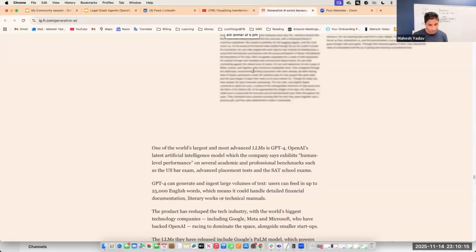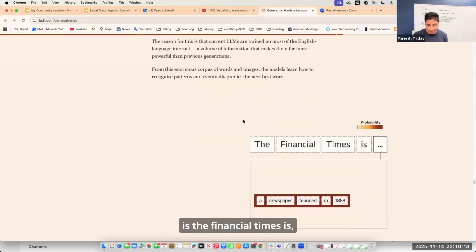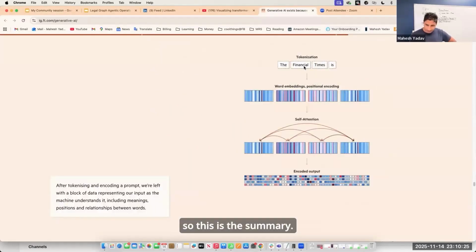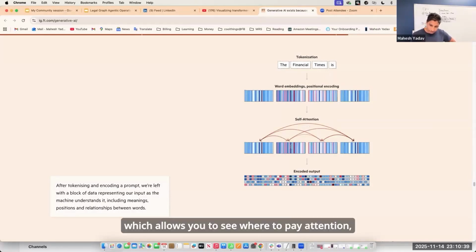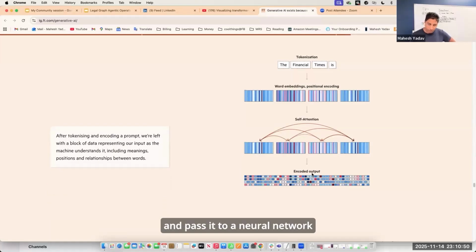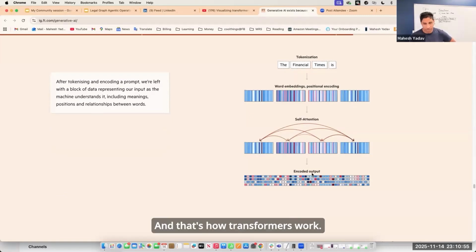So that's the architecture. So this is the summary. You take the words, you pass them through tokenization, you get tokens, you create embeddings. Embeddings allow you to figure out what words come together. Then you put in self-attention, which allows you to see where to pay attention, how each is related to the others. And then you get some encoded output. And then you just take that and pass it to a neural network to figure out what is the best next word probability. And that's how transformers work.